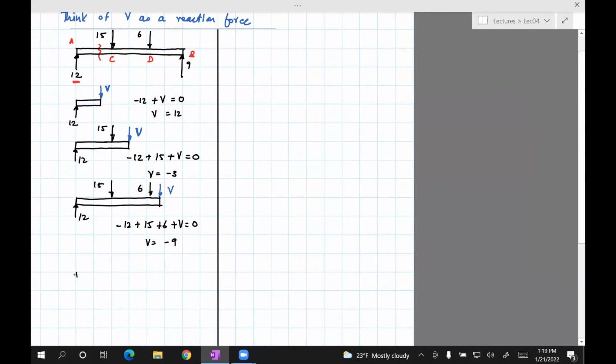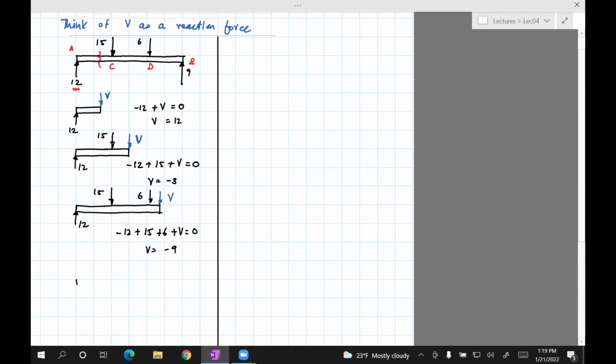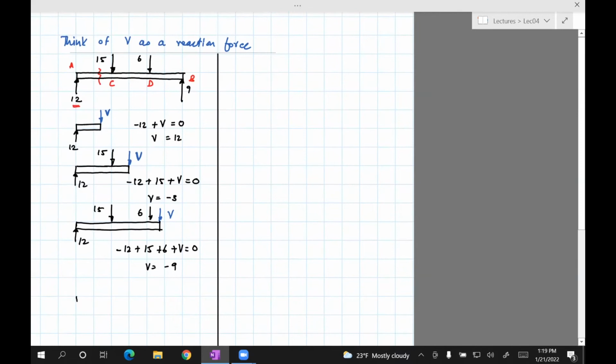But sorry to interrupt you, shouldn't your V be pointing the other direction? It's negative. It should be going up instead of down. No, but we are drawing this between here, right? So we are not still at B. We are a little before B. We are between D and B. So you will see that.